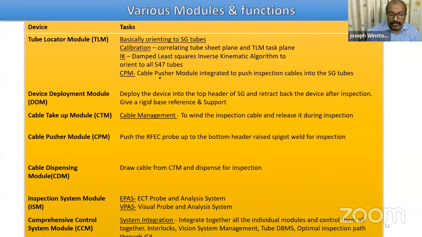So as I told you, the tube locator module is the most complex and precision robotic arm. This is the robotic arm system where a 2-axis human hand like robotic system will be deployed into the header, and by operating the 2 motors, you can orient to all the 547 tubes. You can orient to all 547 tubes in the tube sheet and push the cable using the pusher modules.